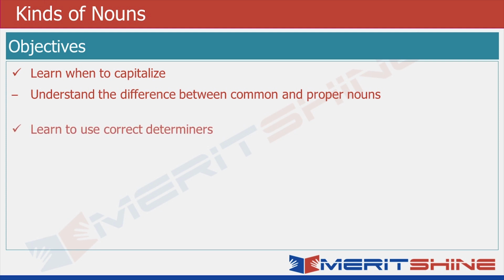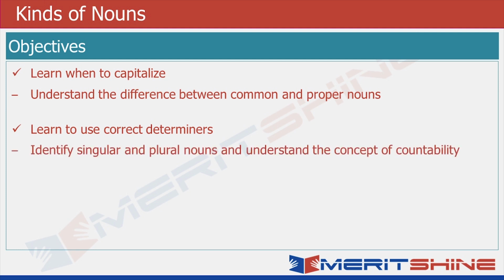Second, to understand when to use which determiner. The concept of singular plural and countable uncountable nouns will be useful for this. And what are determiners? Determiners are modifying words that determine the kind of reference a noun or a noun phrase has. For example, we say, "You are my friend." My is a determiner that modifies the noun friend.